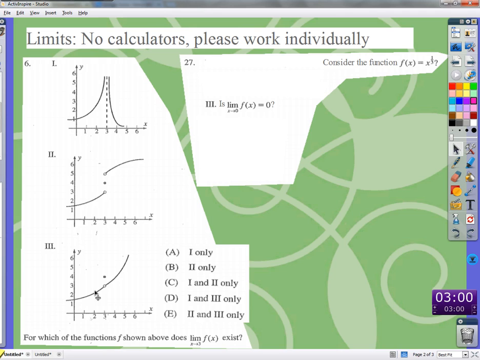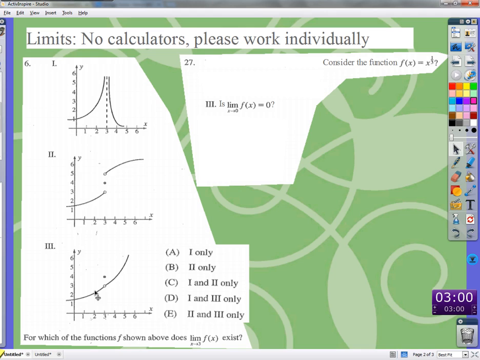So what do we have to say about that? What about number two? Does the limit exist? Yes. What is the limit? Three and a half. Anybody disagree with that? Aaron? Julia? Ryan? Okay, we got like five disagreements. No, why does the limit exist?